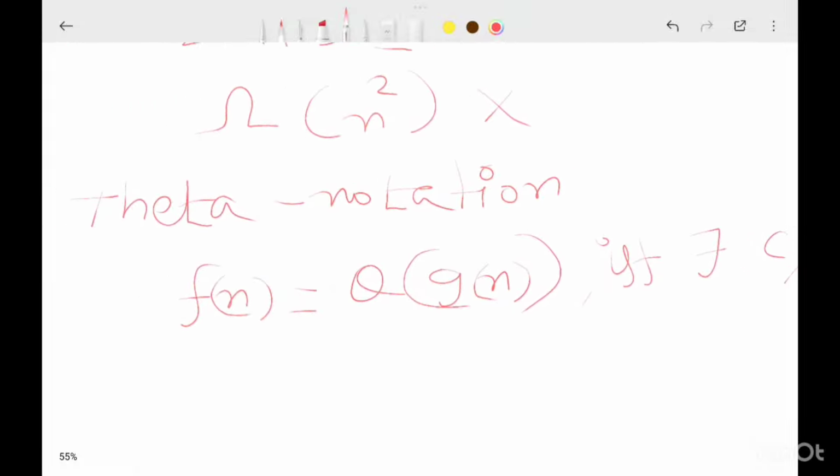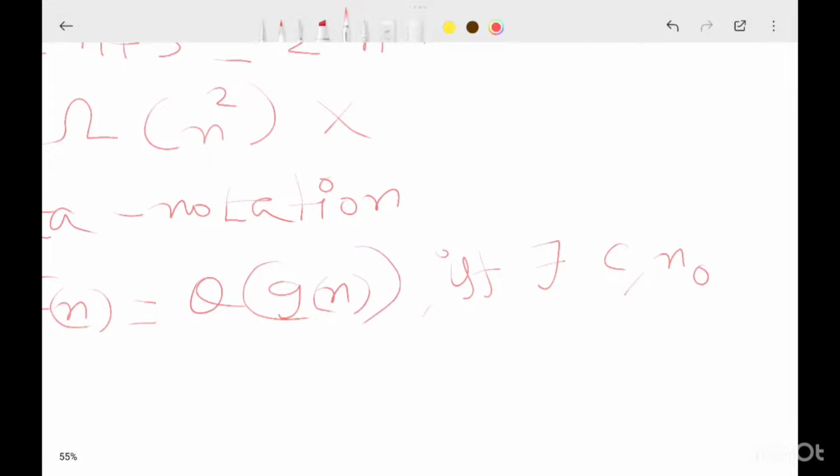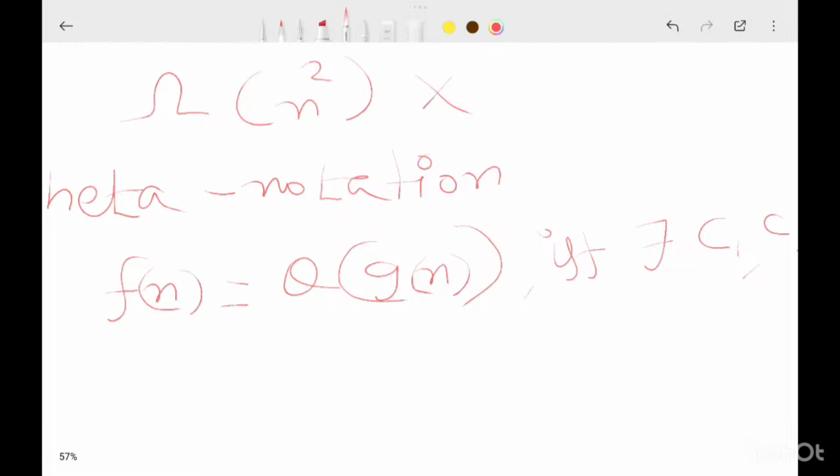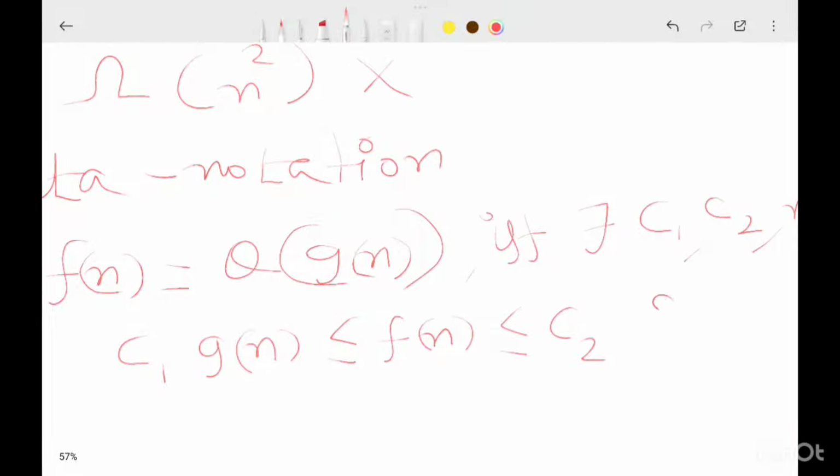Here there are three constants, not only two. It's actually not c, n1, n2. There are c1, c2 and n0, where c1 dot g of n should be less than or equal to f of n, and this f of n should be less than or equal to c2 dot g of n.